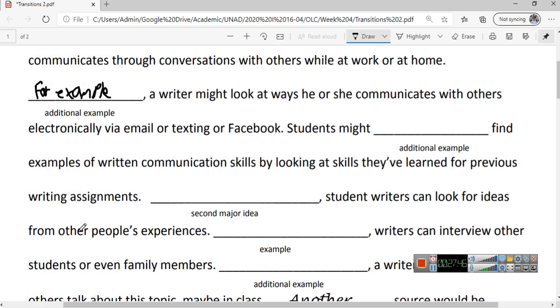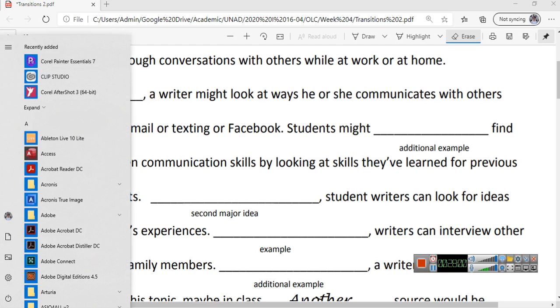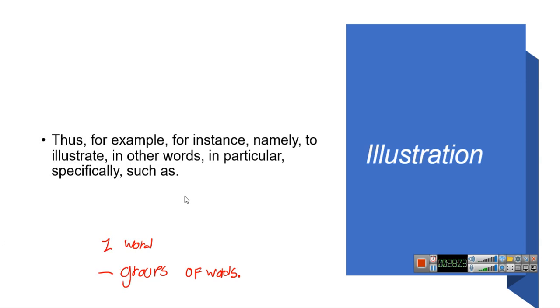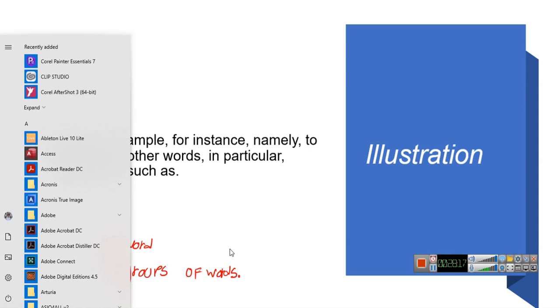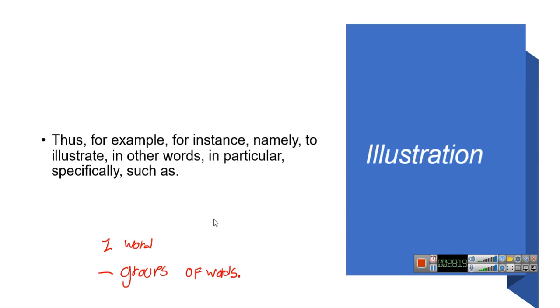Now, as I already used for example, I don't want to sound repetitive. I need to change that. So it's advisable to not use for example, although you know that it's going to work. Let's go back to the examples. We have for instance, namely, to illustrate, in other words, in particular, specifically, and such as. So, Laura, which one would you use that is similar to for example, but not to repeat it?